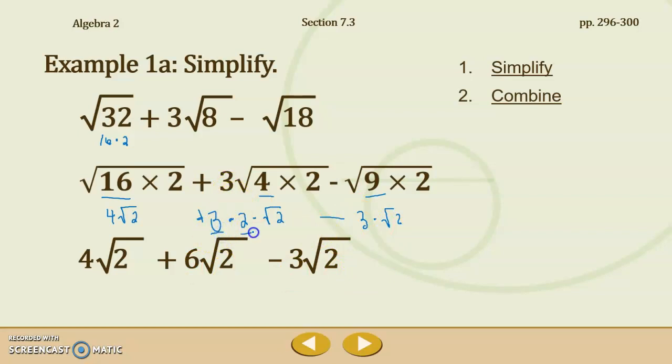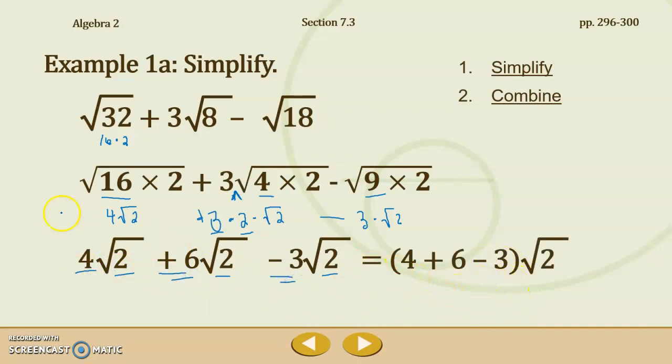Because I was multiplying 3 times the square root of 4 times the square root of 2, I ended up with 3 times 2. So remember that the implied operation here is multiplication. Once all of my terms have like radicals, root 2, root 2, root 2, what I can do is add or subtract using their coefficients. So I'm really only looking at the 4 plus the 6 minus the 3. My root 2 is going to stay the same.